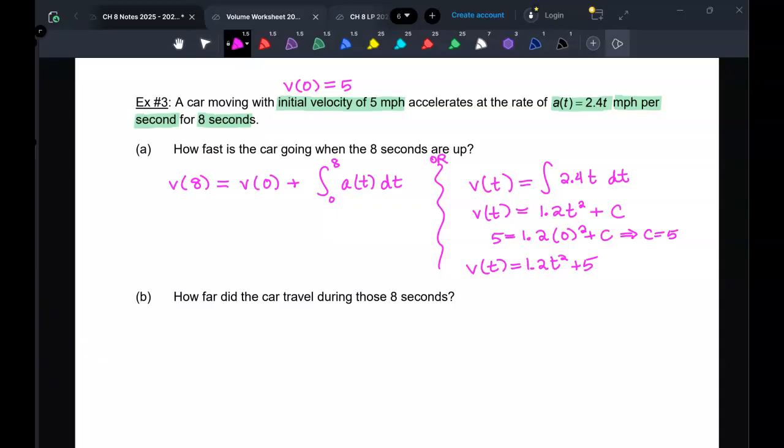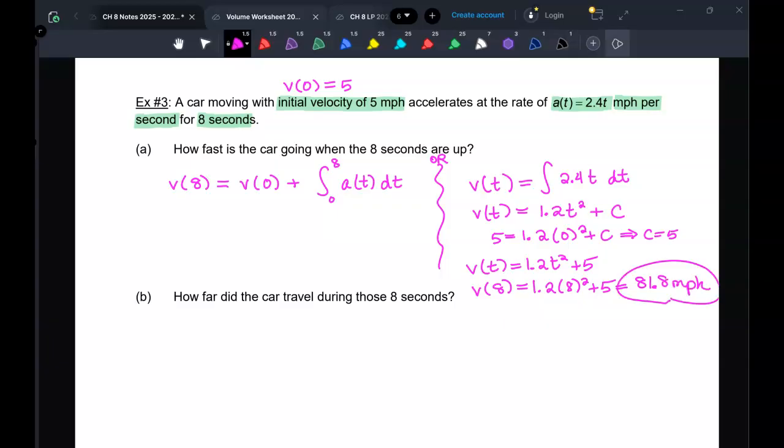Now, what am I actually looking for? I'm looking for the velocity at 8 seconds. So v of 8. And what do we get? 81.8? Yep.